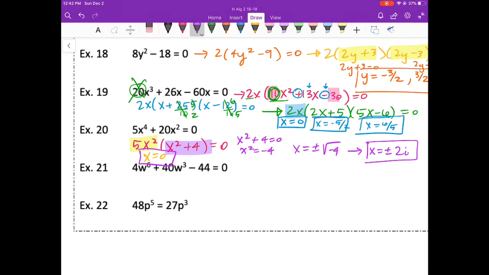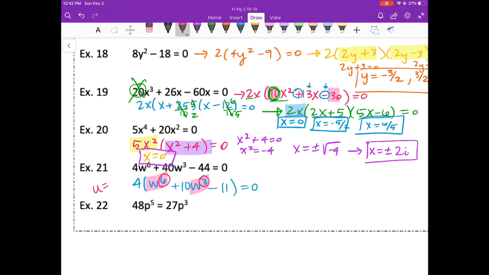Example 21, we start by taking out a GCF, so it looks like we are going to be able to factor out a 4. Nothing more exciting than that. And we're left with w to the 6th plus 10w cubed minus 11. Now, notice that we go from w to the 6th to w cubed. Remember, if it's got an even exponent and then you take that exponent divided by 2, that's the next time you see it, you can use your trinomial pattern and you're going to use your u substitution.